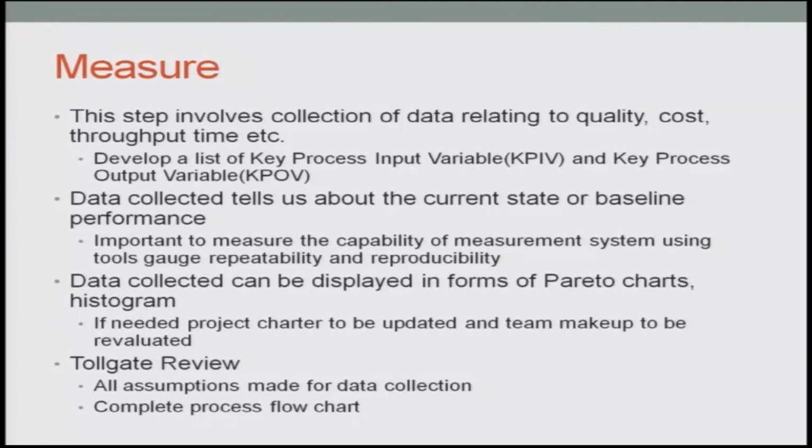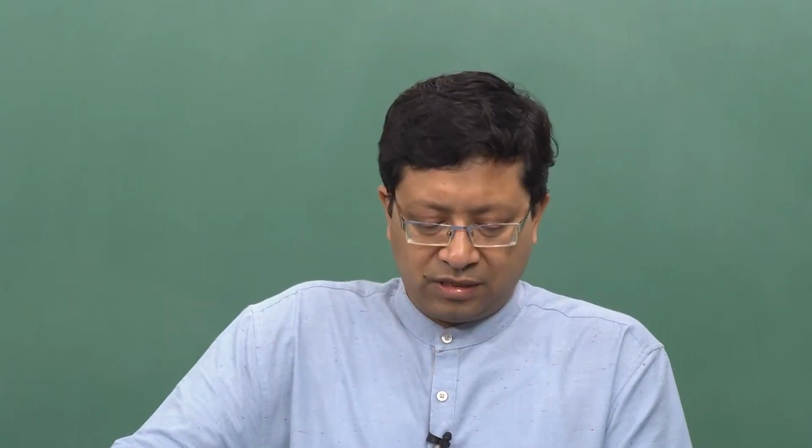So, develop a list of key process input variables and key process output variables. What are the key processes based on which you can analyze the product, the services, and the inputs with respect to the key process outputs? You should have a thorough understanding of what the inputs and outputs are, based on which you are trying to understand and study the whole process in detail.